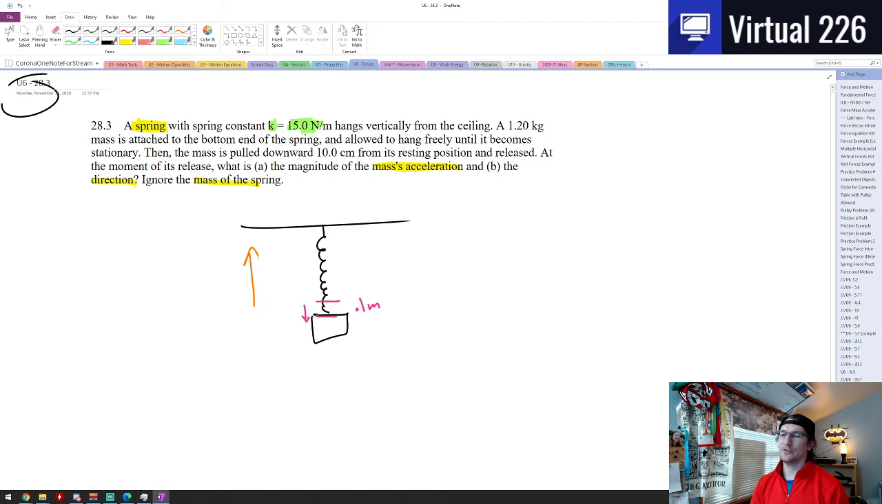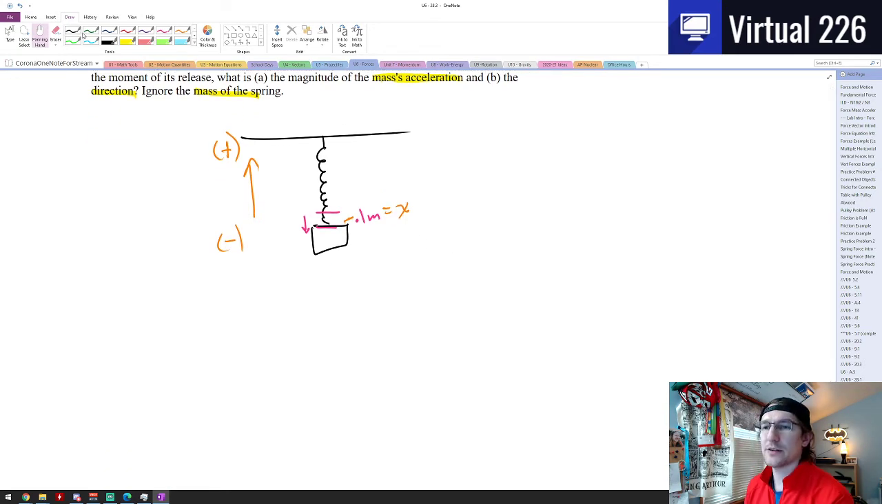So what we just need to ask ourselves now is, what direction would we like to call positive? What direction would we like to call negative? I like calling the direction of motion positive. So I'm going to call up positive, and that means down is going to be negative here. So this value for the 0.1 meters, this x, I'm actually going to call that a negative value because I pulled it down.